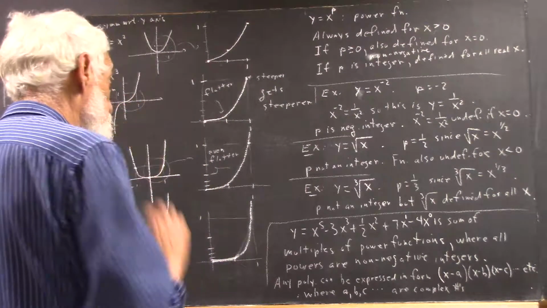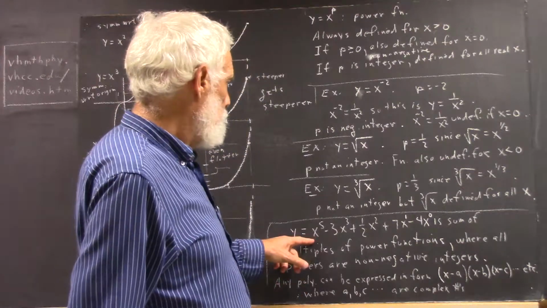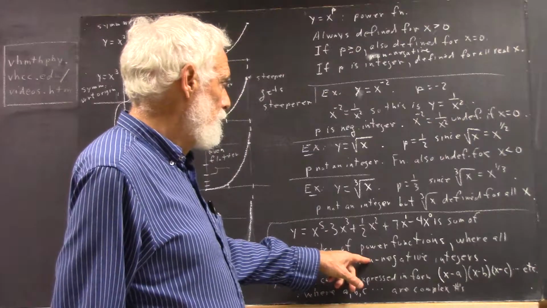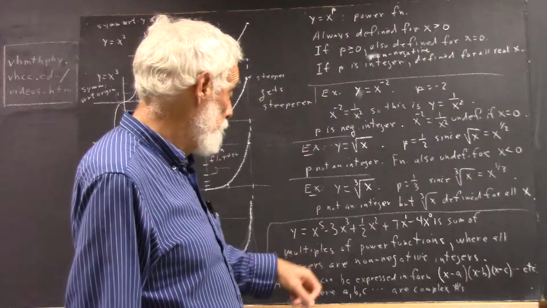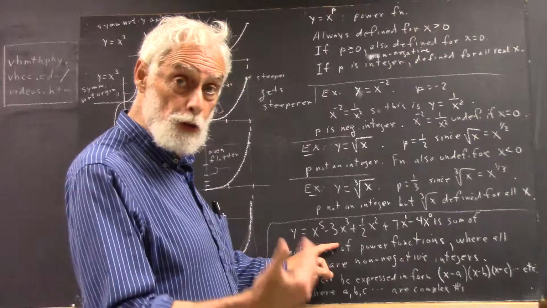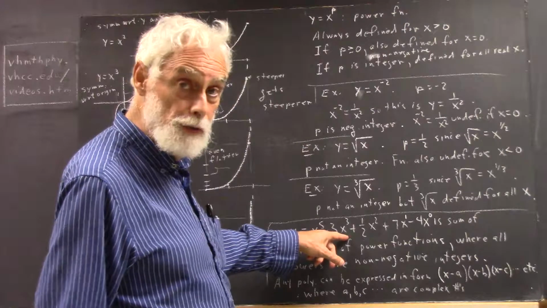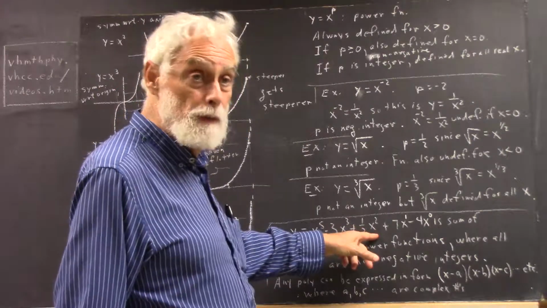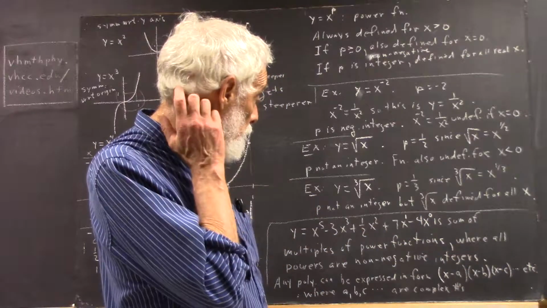Okay, a polynomial. Well, just as an example, what we have here is a sum of multiples of power functions. We have x to the fifth, that's just 1x to the fifth. And we have a negative 3x cubed; x cubed is another power function, and negative 3x cubed is a multiple of that. 1/2 x squared is a power function, and 1/2 x squared is a multiple of a power function.